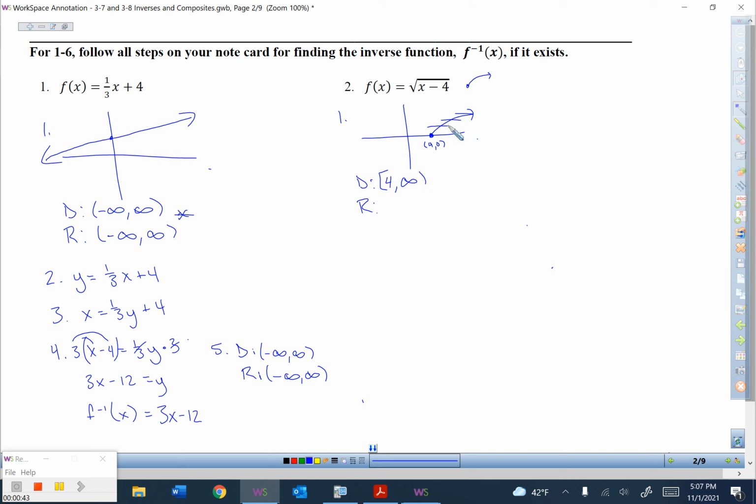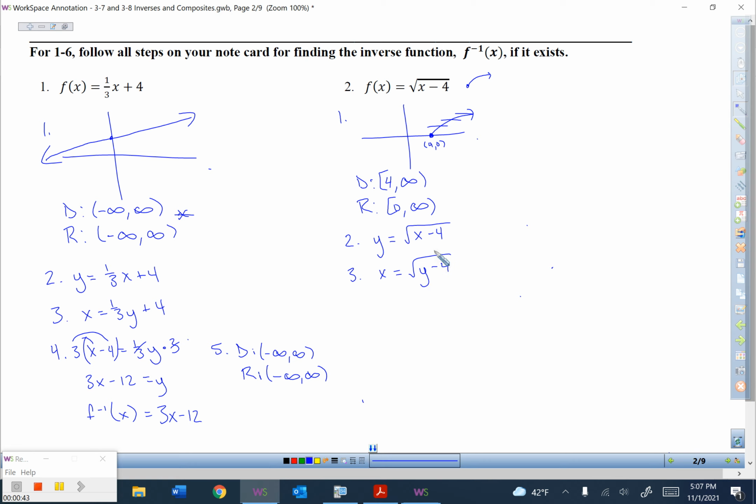Similarly, from the bottom, the lowest number is 0, that's included, and it keeps going up towards infinity. Step 2. Again, from your note card, it just says replace f of x with y. So I'm saying y equals square root of x minus 4. And then step 3 is where you get to trade those places. So x equals the square root of y minus 4.